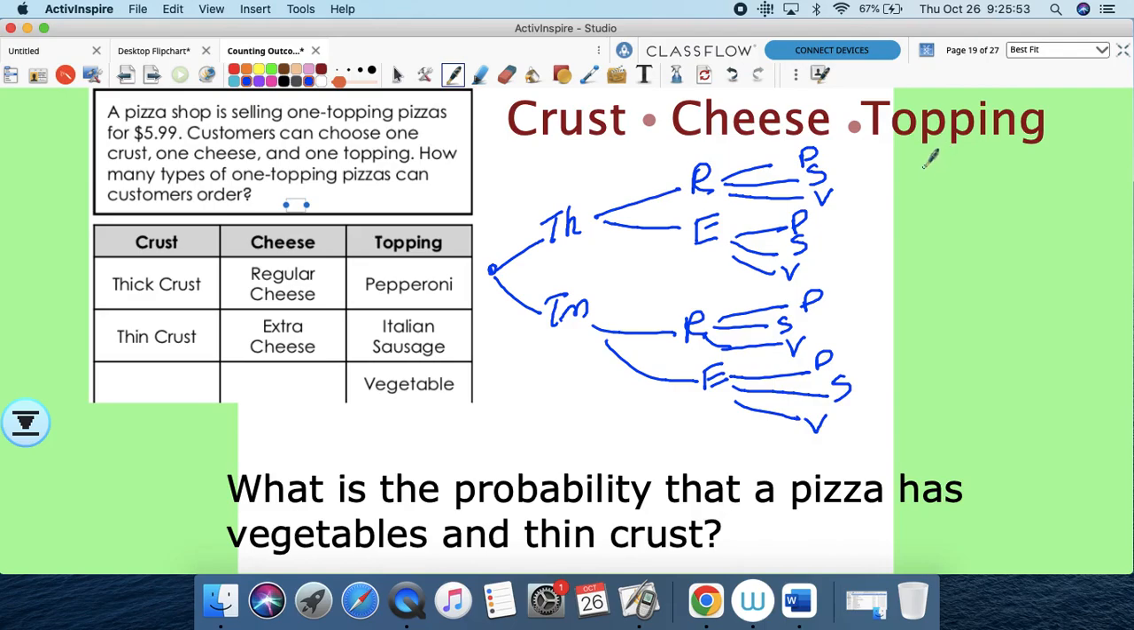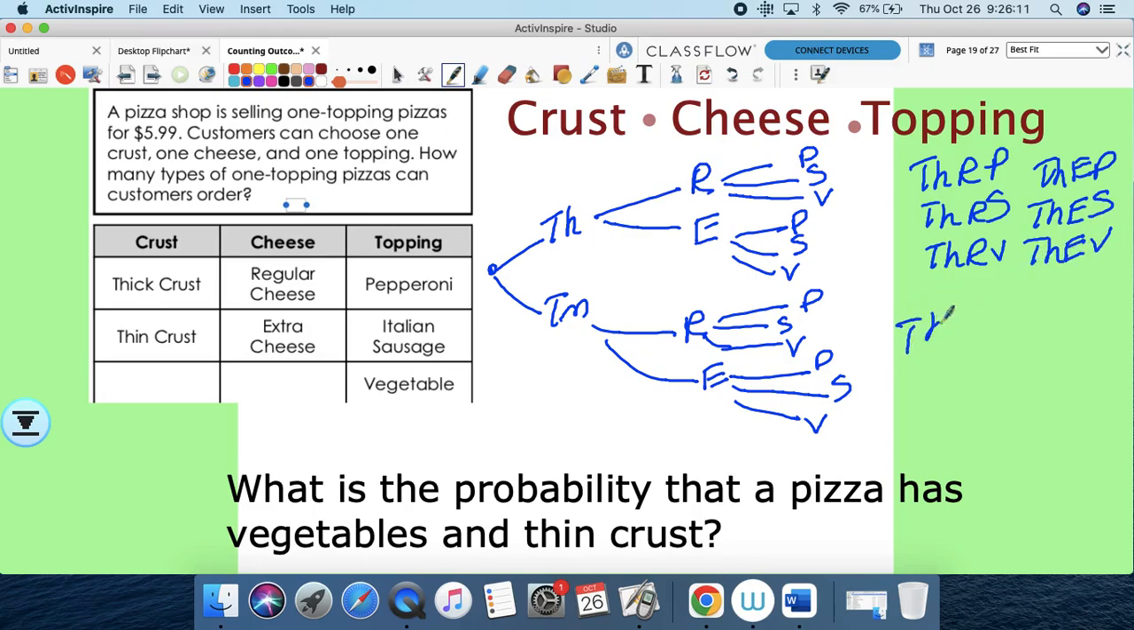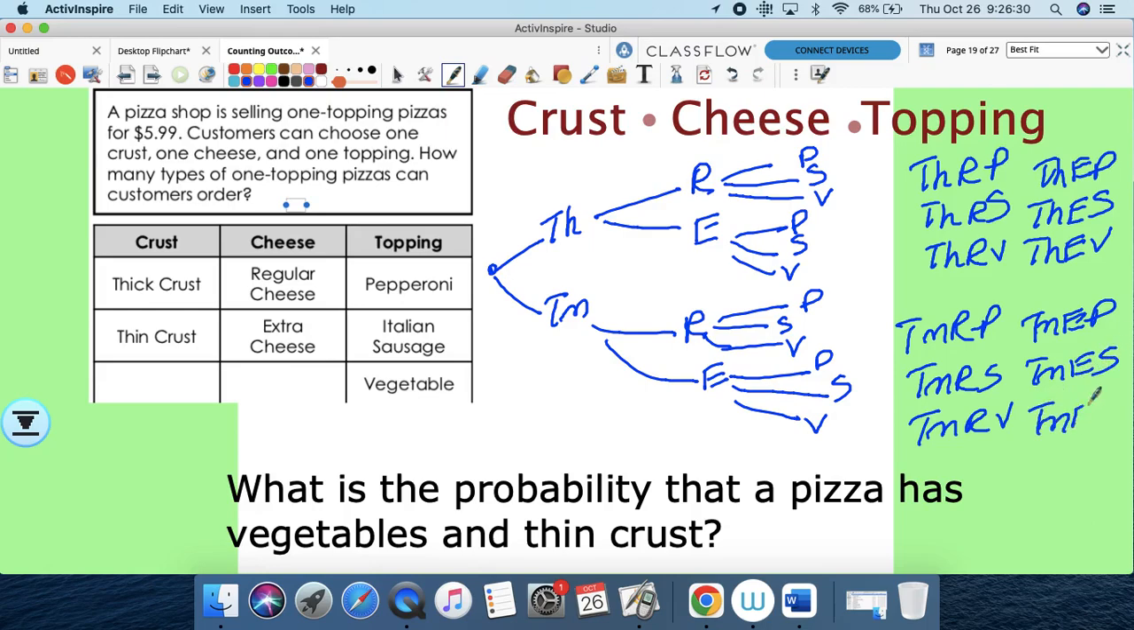We have to do the sample space. So thick, regular, pepperoni; thick, regular, sausage; thick, regular, vegetables; thick, extra cheese, pepperoni; thick, extra cheese, sausage; thick, extra cheese, vegetable. The bottom, thin, regular pepperoni, sorry, TN, regular pepperoni; thin, regular sausage; thin, regular vegetable; thin, extra cheese pepperoni; thin, extra cheese sausage; thin, extra cheese vegetable. So now we have 1, 2, 3, 4, 5, 6, 7, 8, 9, 10, 11, 12 different pizzas we can make.